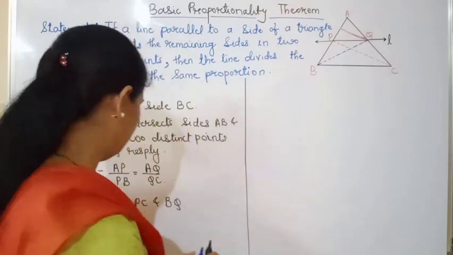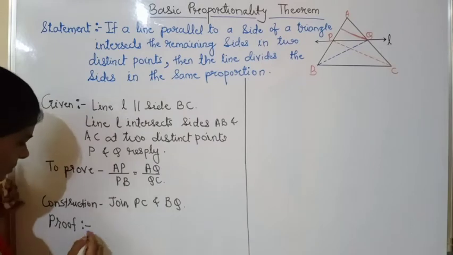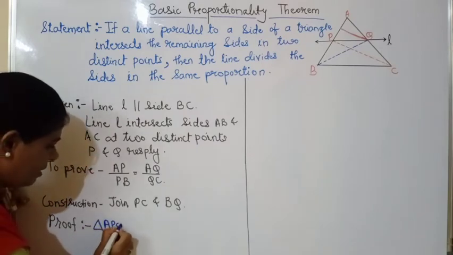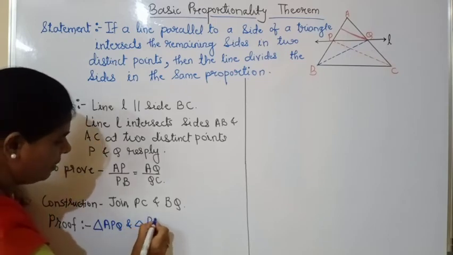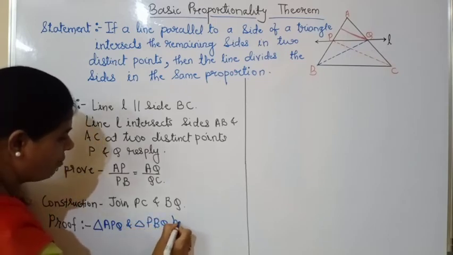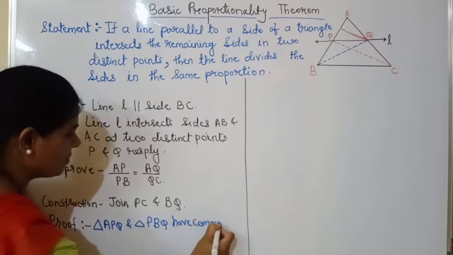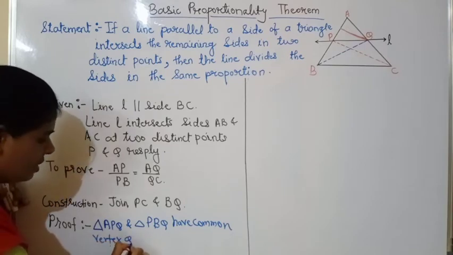So we'll write this: triangle APQ and triangle PBQ have a common vertex, which vertex is common, that is Q.